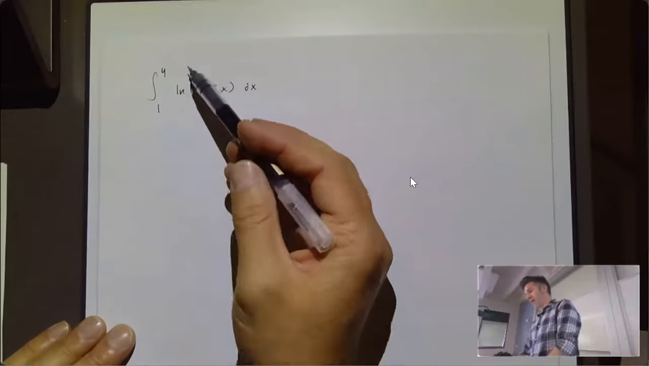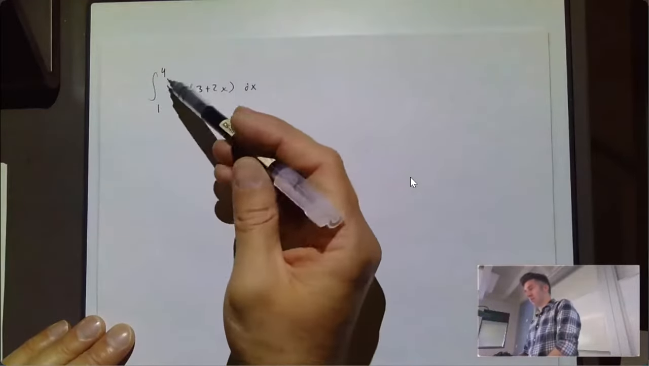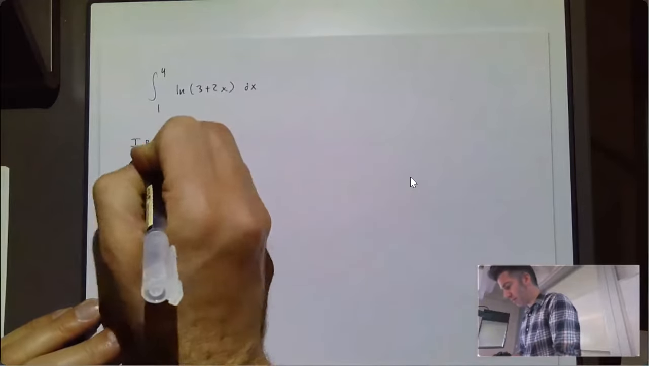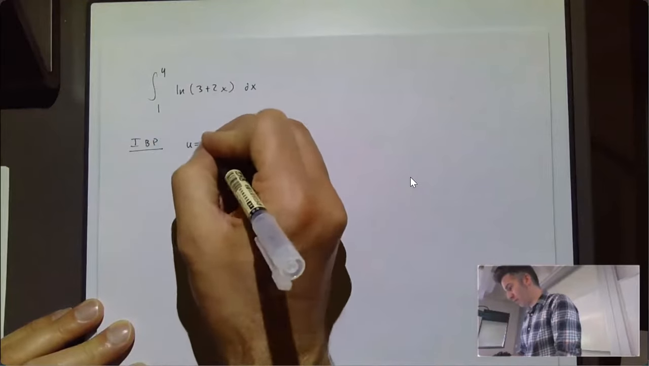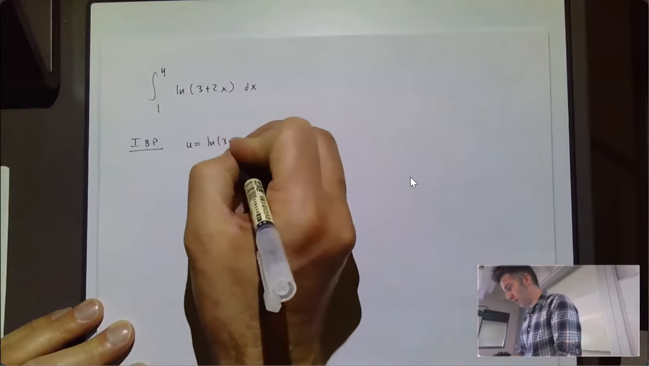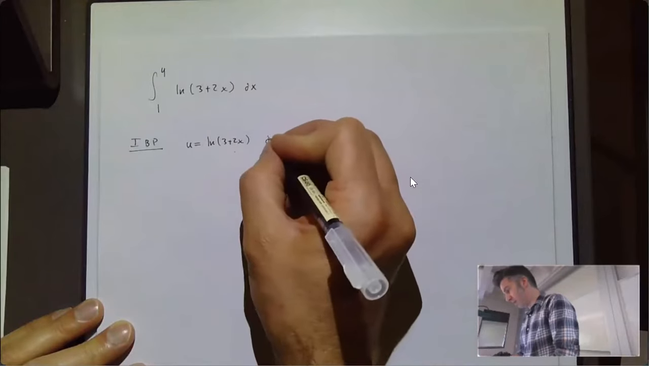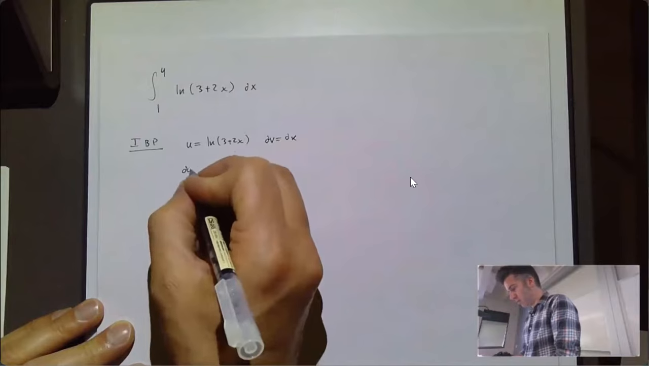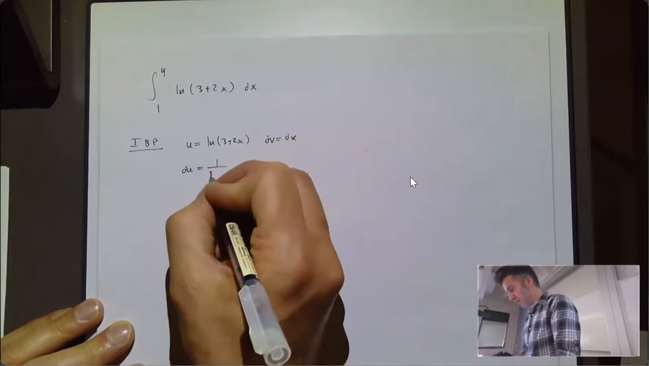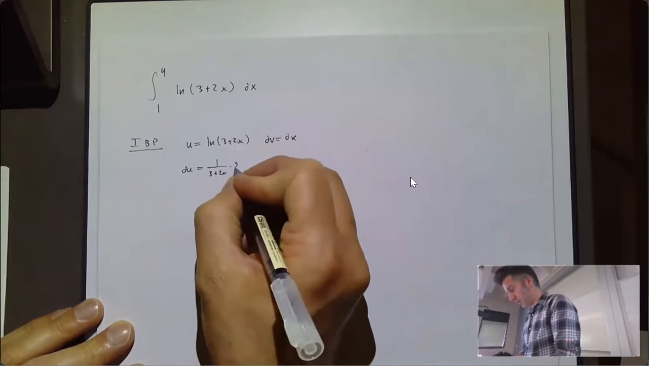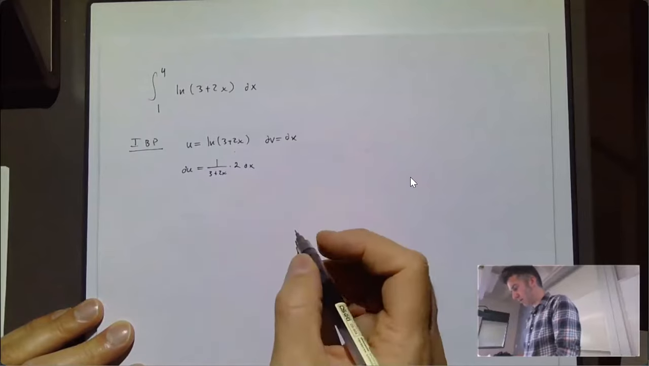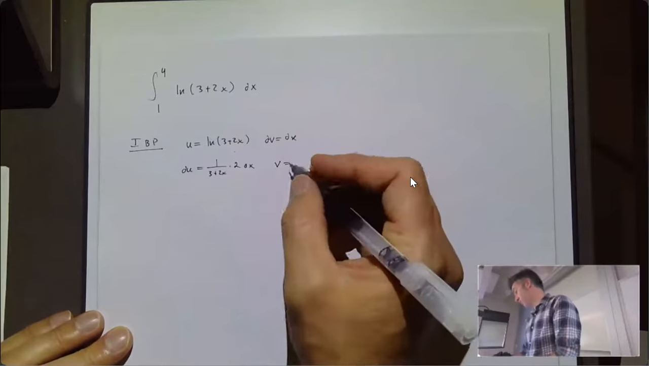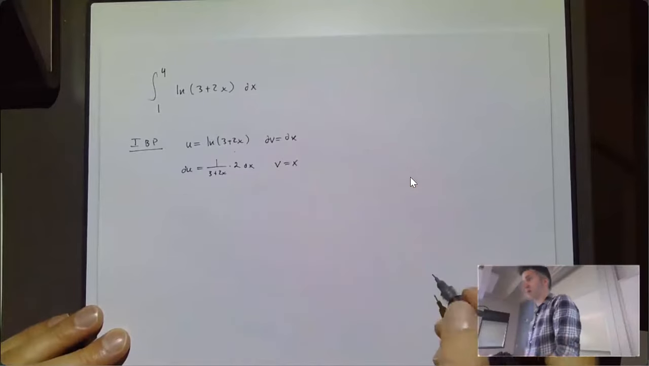Either way, I would prefer not to look at those limits of integration from the get-go. So let's first just do integration by parts. We're going to let u equal the natural log of 3 plus 2x, and our dv has to be dx. Our du is going to be 1 over the stuff times the derivative of the stuff, dx. And our v, this might actually point out why it's not good to do it this way first. We'll see. And our v is equal to x.